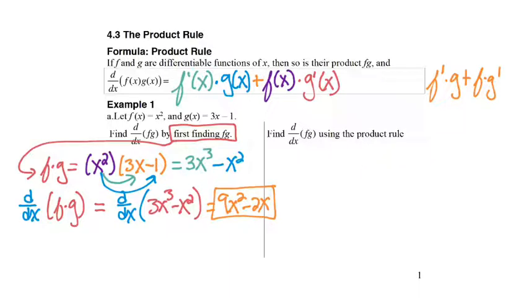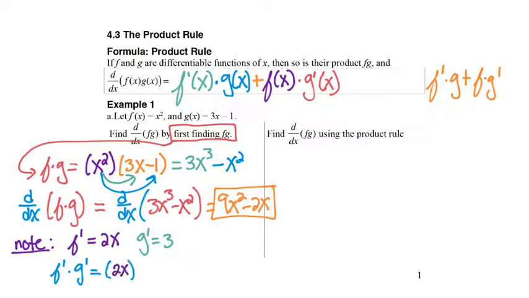9x squared minus 2x. And really quick, just notice, if we'd taken just the derivative of f alone, which was 2x, and the derivative of g alone, which is just 3, and we multiplied these two derivatives, so 2x times 3, we would get 6x, which you can see is the wrong answer. Now, let's go ahead and solve this problem again using the actual product rule.